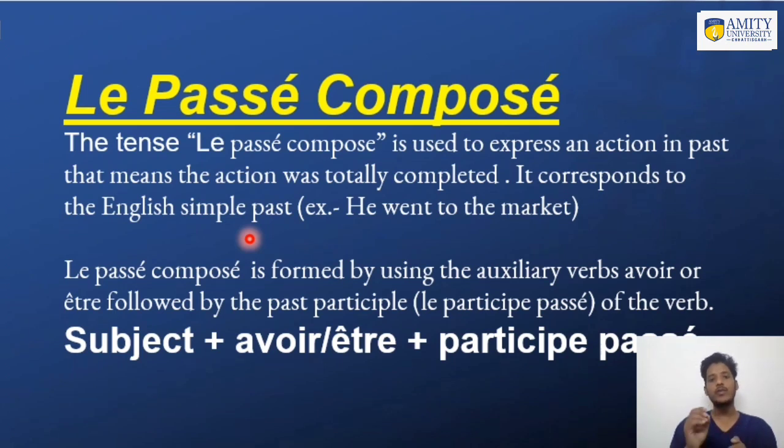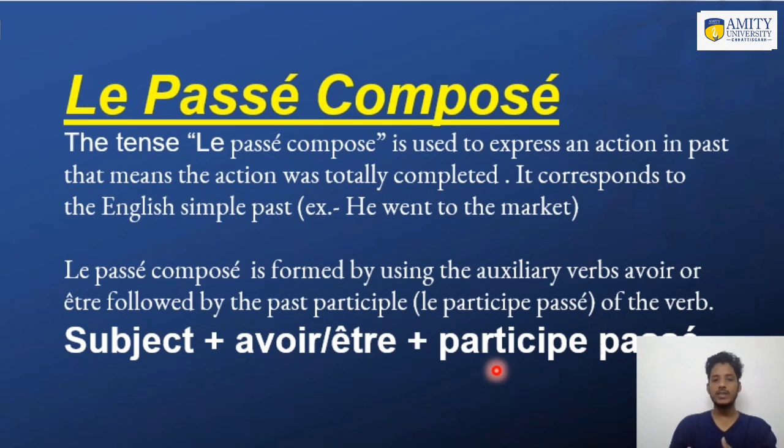Either second form or past form. He went, go, went, gone. So second form went. He went to the market. So you can see here, subject plus second form of verb. In French, what you have to do? You have to write down subject plus avoir or être plus participe passé.